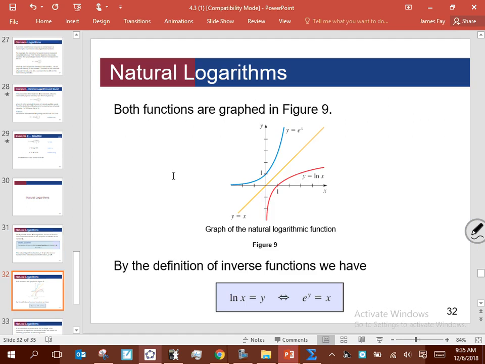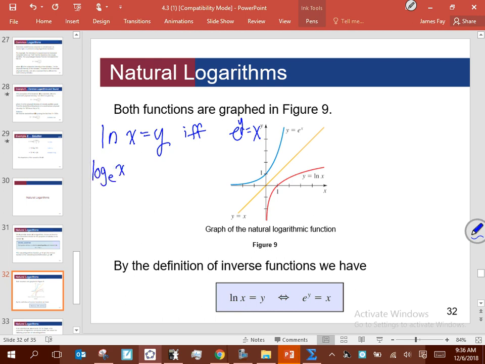All this slide says is, if you have ln of x equals y, if and only if e to the y is equal to x. Now, why does that make sense? Well, think about this. ln of x is the same thing as log base e of x, right? Doesn't the definition of a logarithm say that base raised to that exponent should come back and spit out the argument?